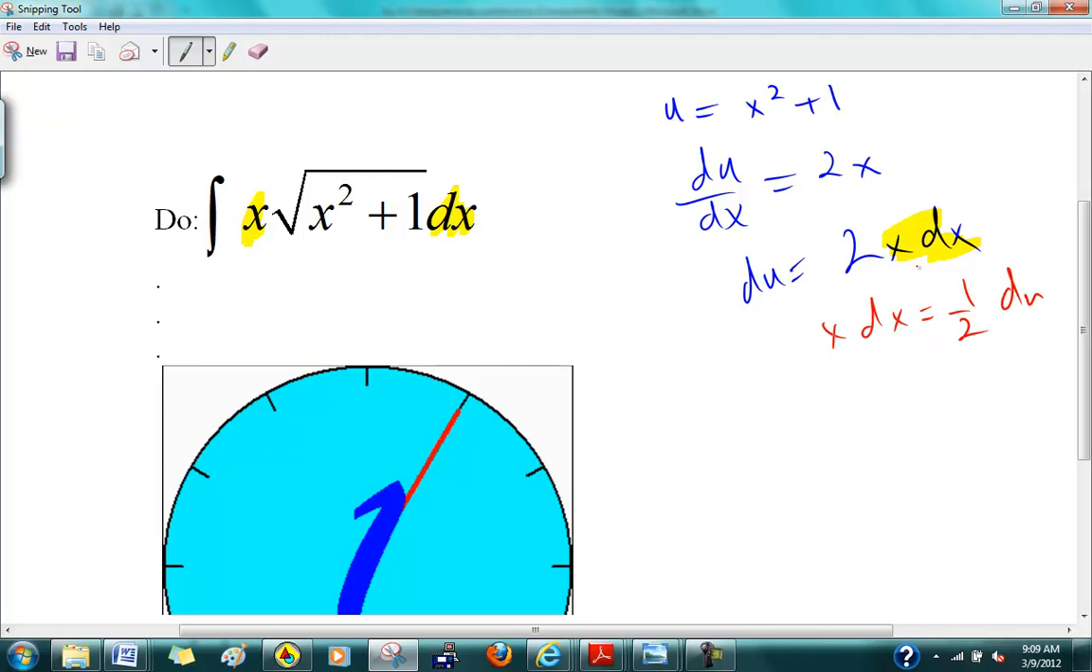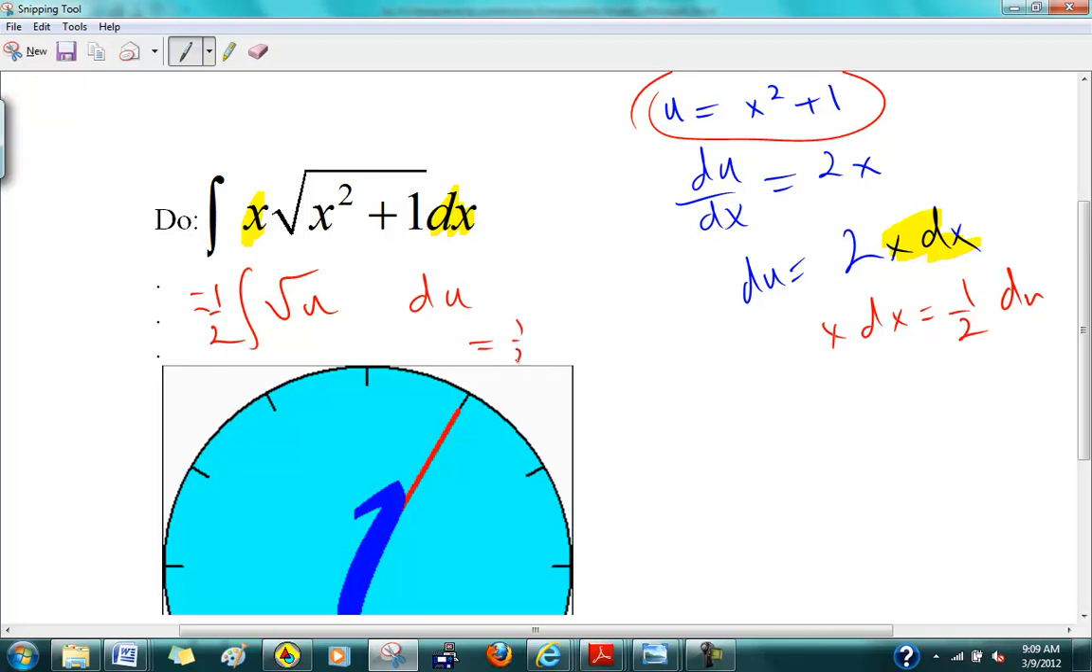Okay? You guys with me on that? So if I come back to my integral here, I can write x dx as 1/2 du. I can pull the 1/2 outside. I don't need to keep that inside the equation. And instead of square root of x squared plus 1, I'm going to write square root of u. Nice. How do I integrate this?